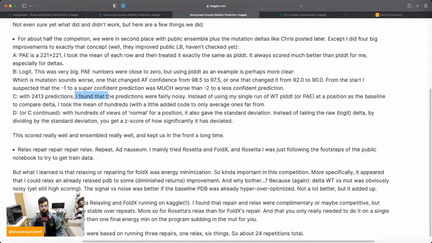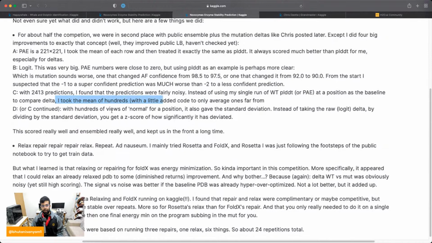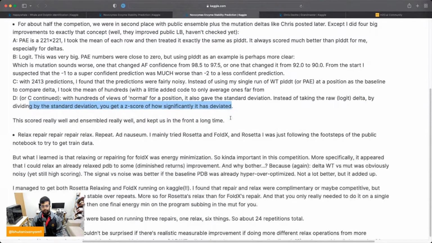With using 2413 predictions, the team found the predictions were fairly noisy. Instead of using a single run, they took the mean of hundreds, and with hundreds of views of normal for a position, it also gave them a standard deviation. And instead of taking the raw logit delta, by dividing by the standard deviation, you get a z-score of how significantly it had deviated.